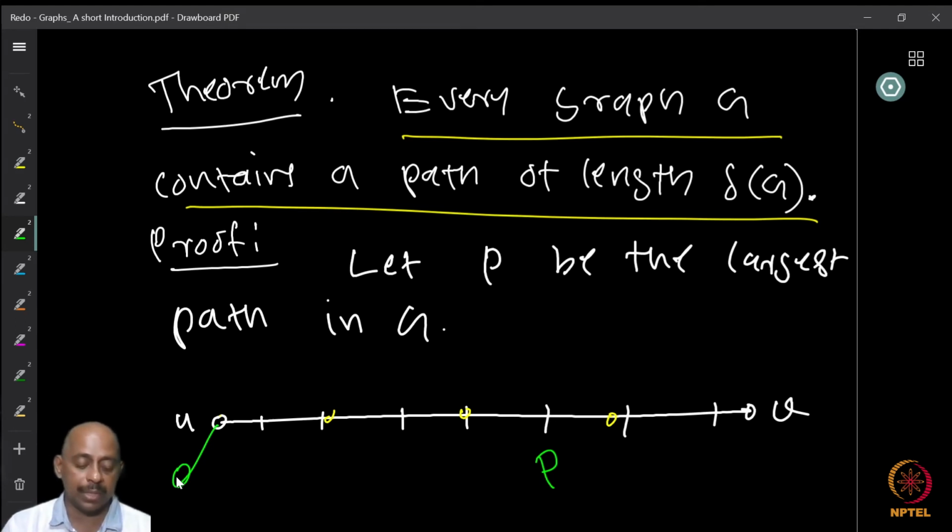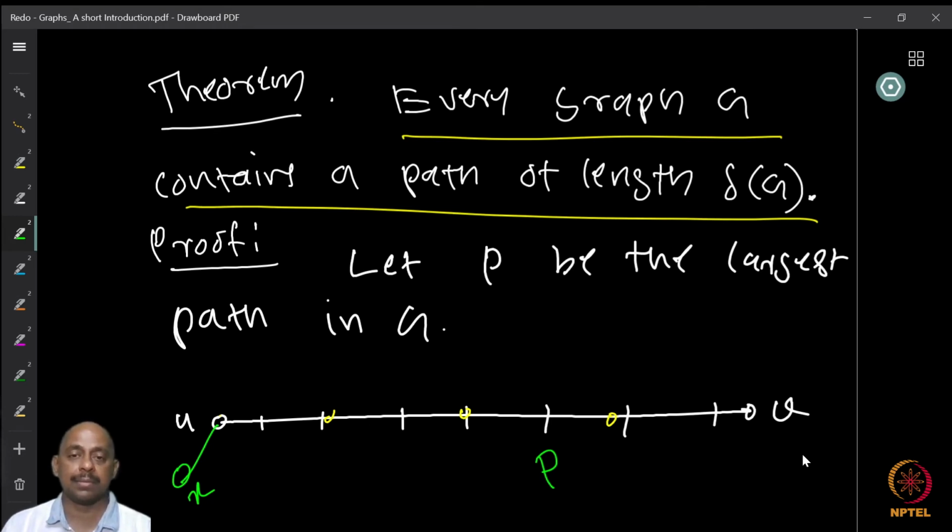If there is a neighbor outside the path P, then let me start from this neighbor, wherever it is. Let us say that this is X. So X to U I go, then U to V I go. Because the vertex X is not part of the path P, this is a path of longer length. I can go from X to U first, and then from U to V taking the path P. So I have a longer path.